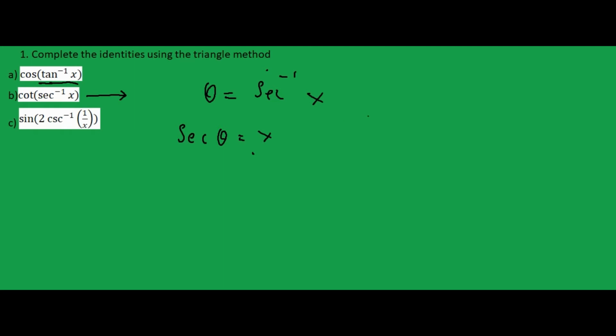We make a triangle. Secant theta is 1 over cosine. Secant is hypotenuse over adjacent. So this is x, this is 1. What is the opposite side? Doing the Pythagoras theorem, we know that the square root of x square minus 1 is the opposite side.